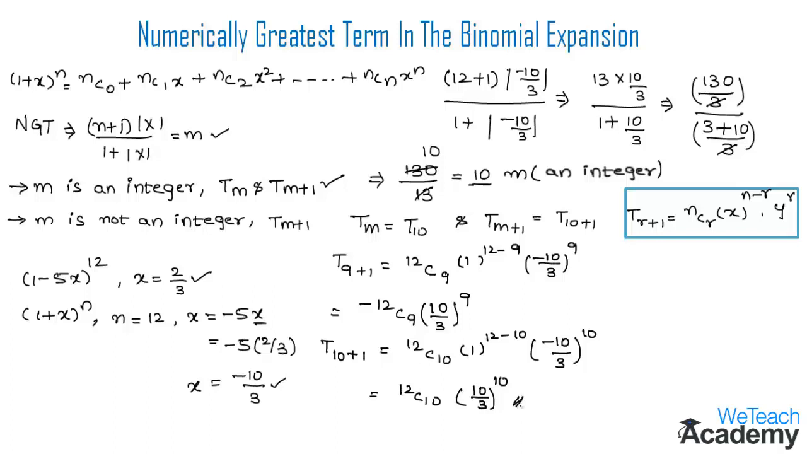So make a note that the formula for the numerically greatest term is (n + 1)|x| / (1 + |x|), and the two conditions we have are: if m is an integer, then we have two numerically greatest terms tm and tm+1, and if m is not an integer, then we have only one numerically greatest term, which is tm+1. So this was a basic introduction on how to find the numerically greatest term in the binomial expansion.